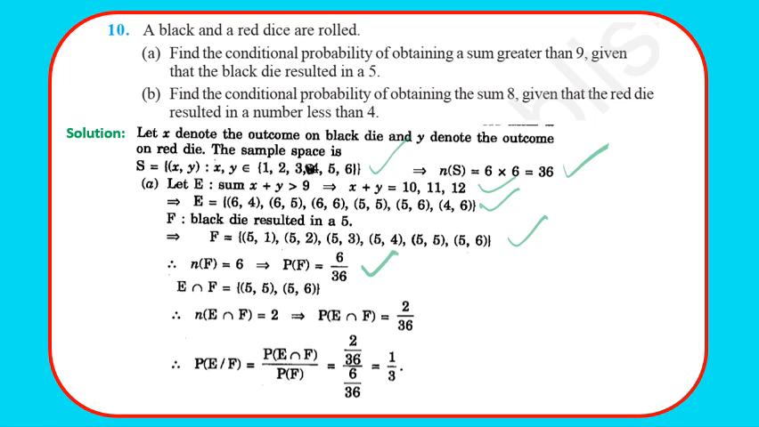So the probability of F is 6 by 36. And E intersection F will have (5,5) and (5,6). So the probability of E intersection F equals 2 by 36. Therefore, the probability of E given F equals the probability of E intersection F upon P(F), that is 2 upon 36 divided by 6 upon 36, which is 1 upon 3. Clear? Pause and note down the solution.